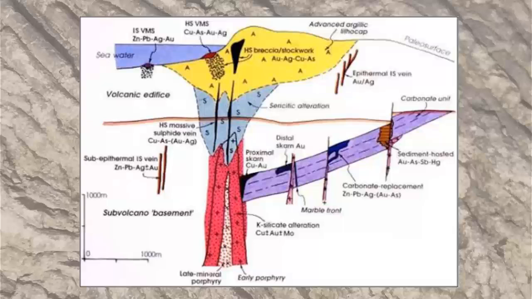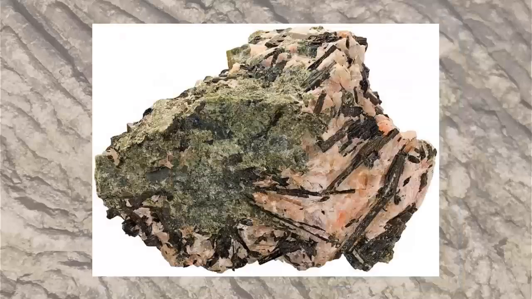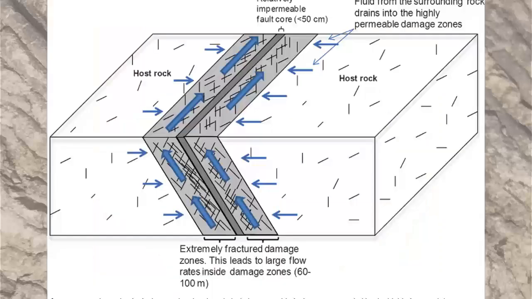The derivation of the hot fluids could be from magmatic bodies. Metasomatism around granitic intrusions is a common place where important ore minerals are created. However, hot fluids are also often associated with fault zones, and metasomatism can occur with and around the fault zones.